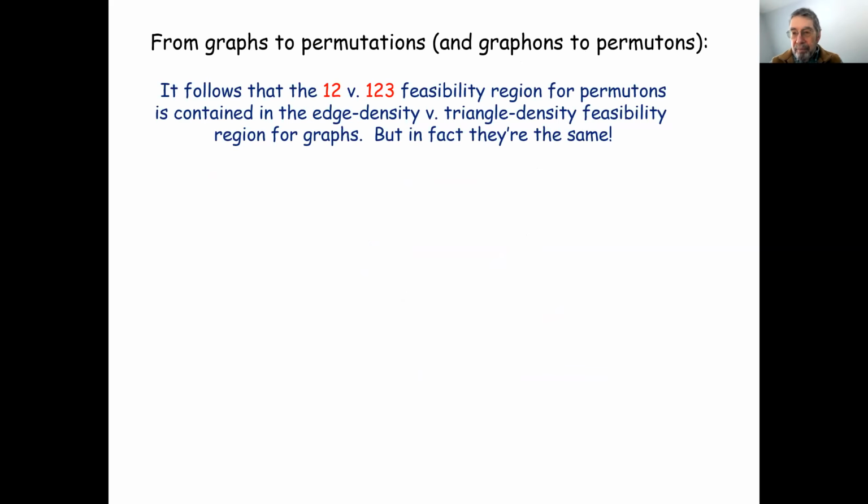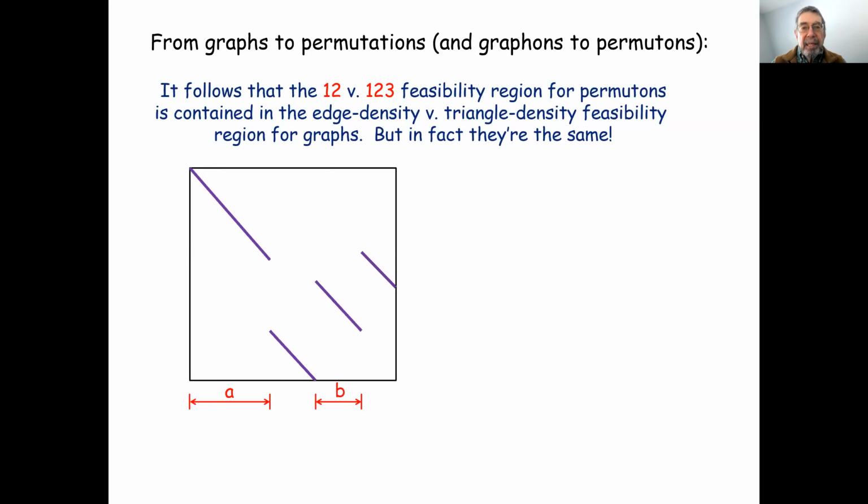So we can go from permutons to graphs, get this correspondence between patterns and subgraphs. And that means that the feasibility region for permutations is contained in the feasibility region for graphs. But since relatively few graphs are comparability graphs of anything, let alone comparability graphs of two-dimensional partial orders, it seems surprising that it fills out the whole feasibility region. But it's actually easy to prove.